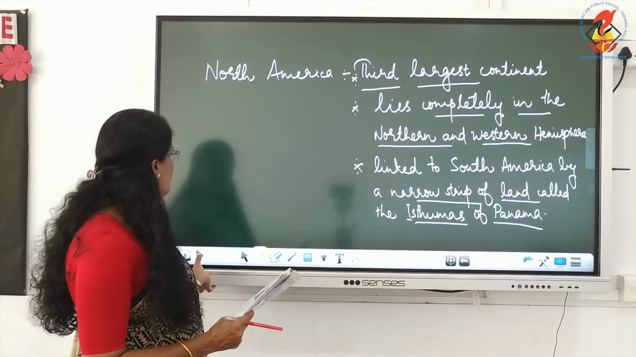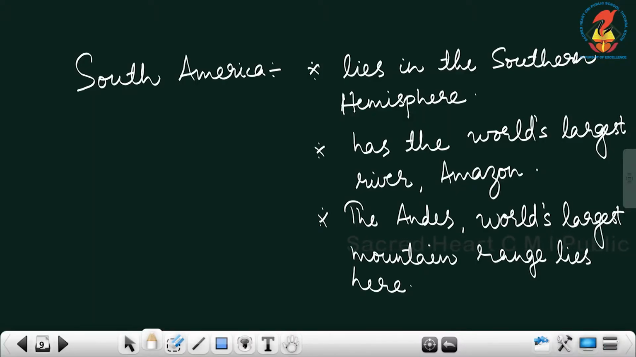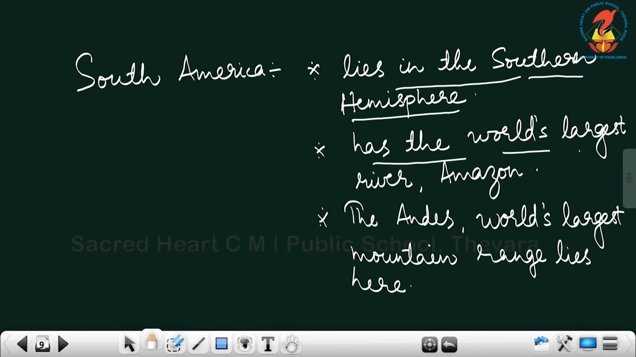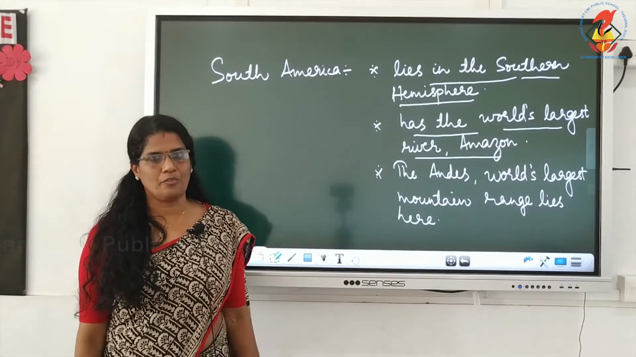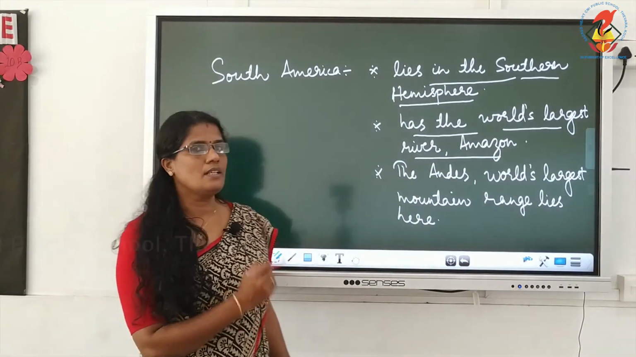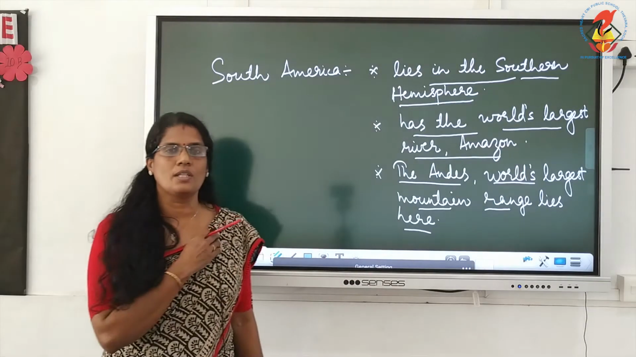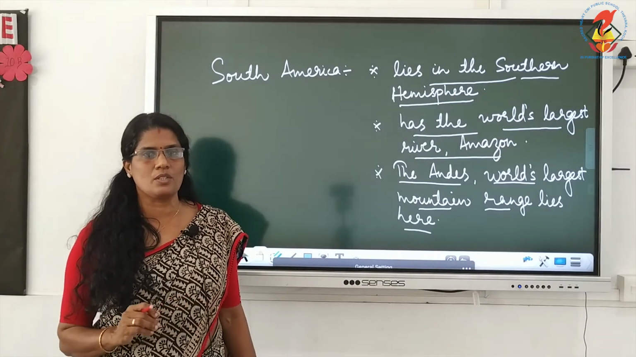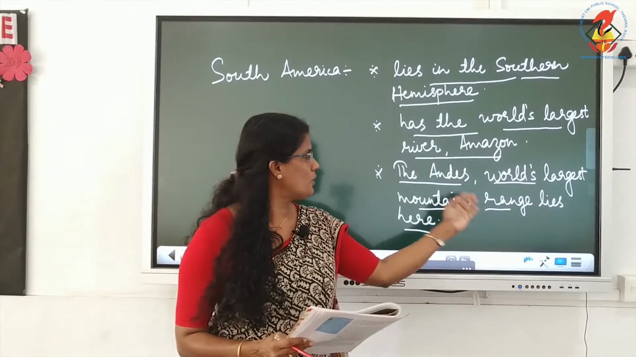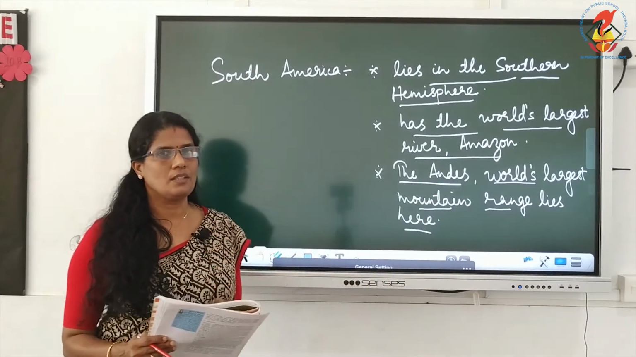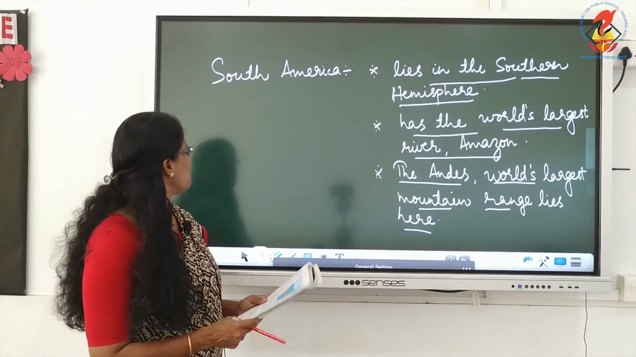is South America. It lies in the southern hemisphere. It has the world's largest river, Amazon. We said the longest river, Nile, is in Africa; the largest river, Amazon, lies in South America. The Andes, the world's largest mountain range, lies here. You know what is a mountain range? A series of mountains makes a mountain range. So a large number of mountains called the Andes lies in this continent, South America.